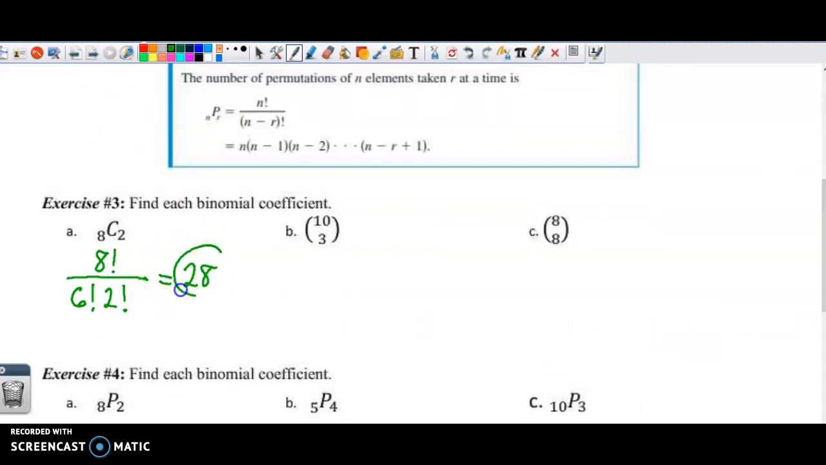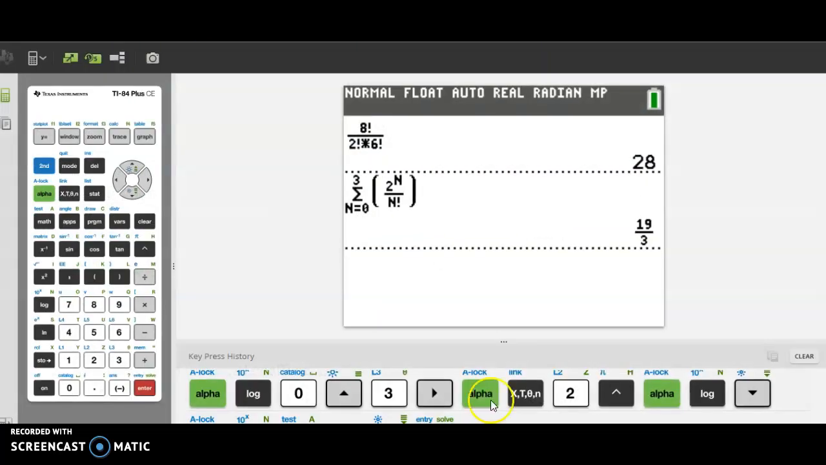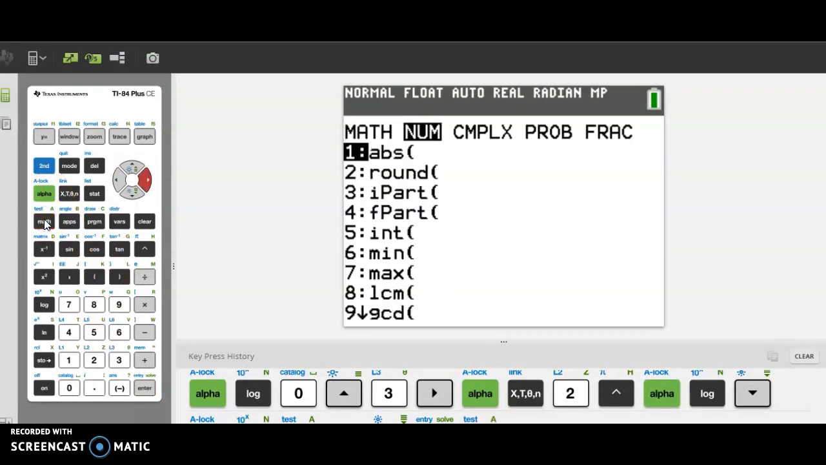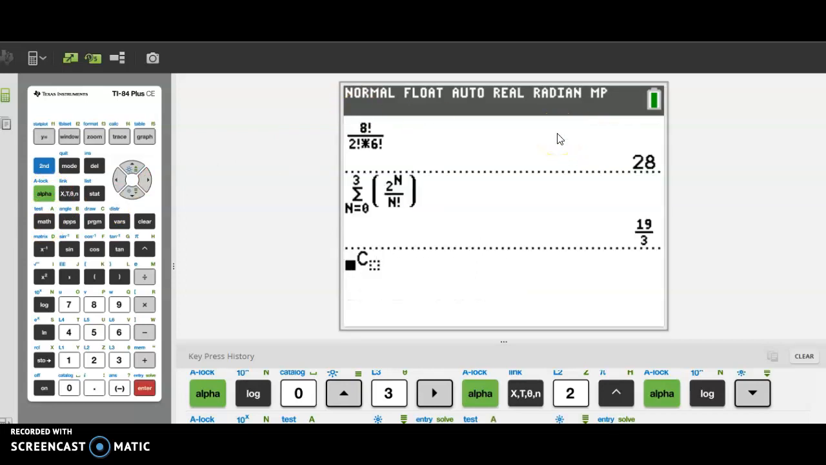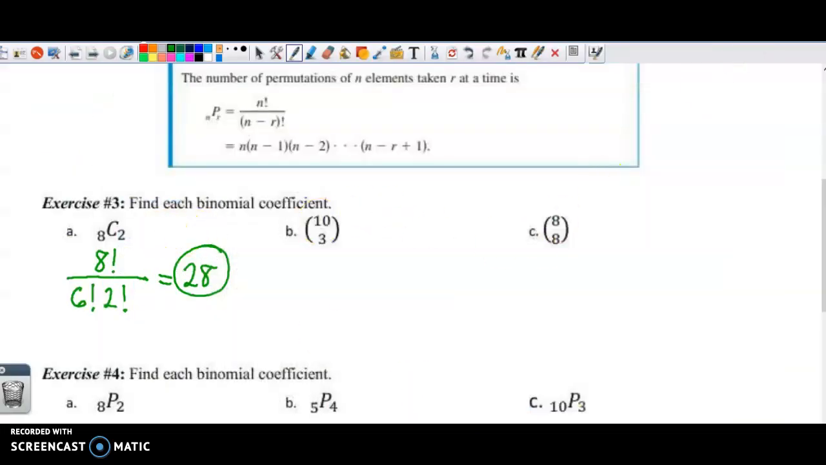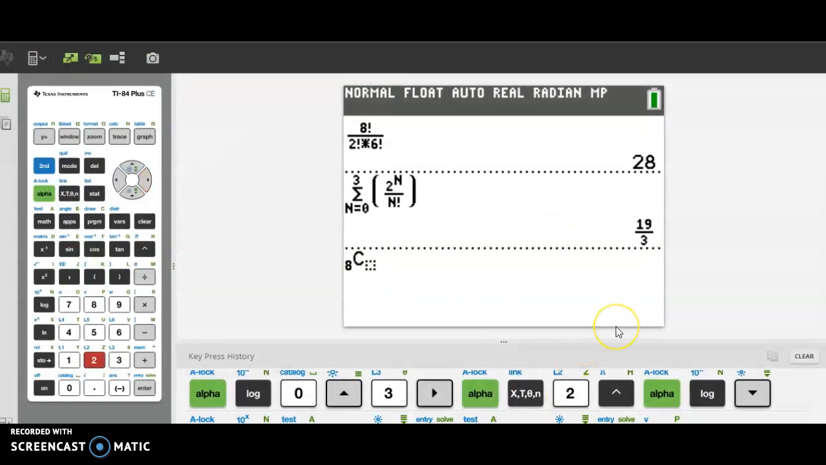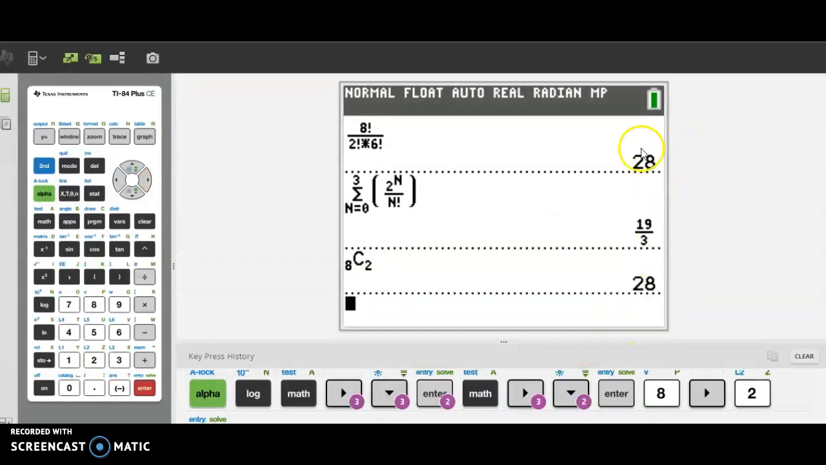Because we already worked through it. But I do want to point out, if you use a calculator, you don't even have to hit the number first. I know some calculators make you hit the number first. You can just hit the math over to probability, that's why it's in probability. The C option, 8C2. You get the same answer as right there.